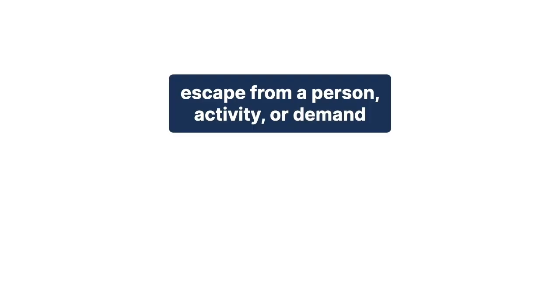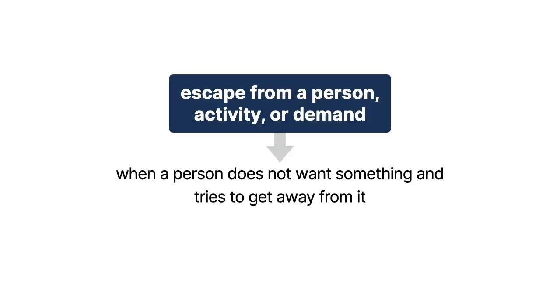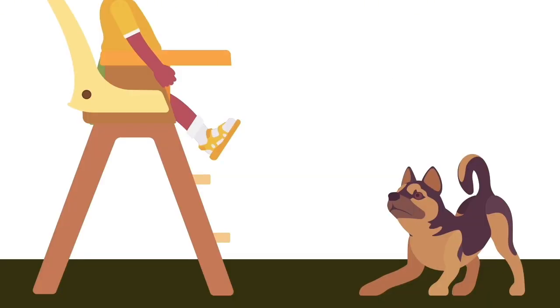Escape from a person, activity, or demand is when a person does not want something and tries to get away from it. For example, if a child is eating dinner and sneaks unwanted food to the dog under the table, the child can escape having to eat disliked food, and the behavior of the dog feeding will continue in the future.